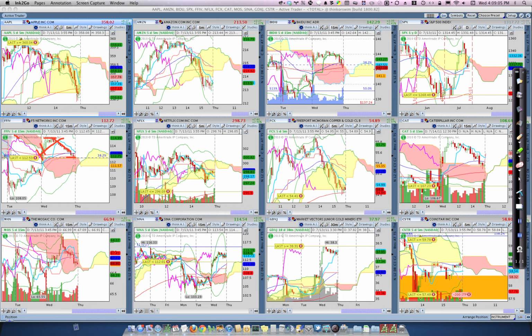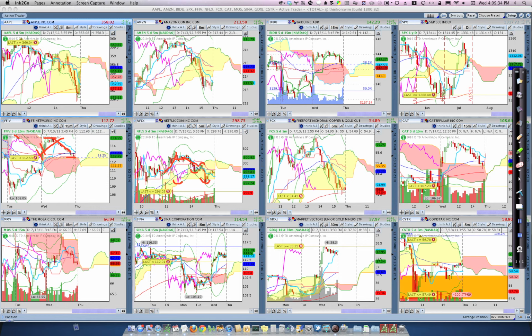Let's look at Netflix. Netflix started out on fire, didn't it? And then it sort of just meandered along. And then it came down to where? To test the top of the cloud for support. Found support and lost it. Came down to the bottom of the cloud. And why did we bounce? Because the Chiku bounced off the bottom of the Bollinger Band. This is a 30-period Bollinger Band.